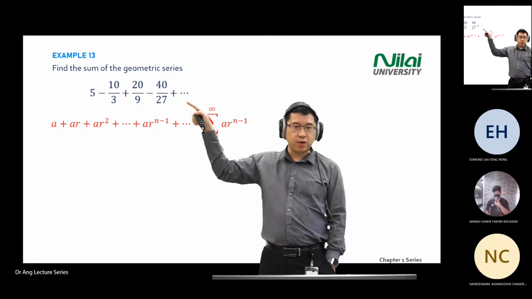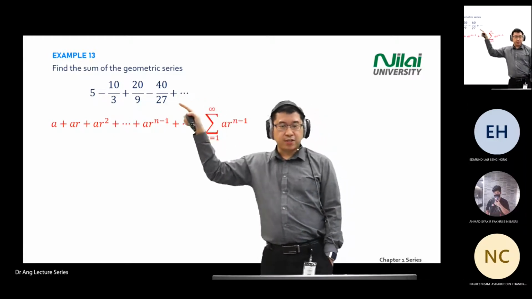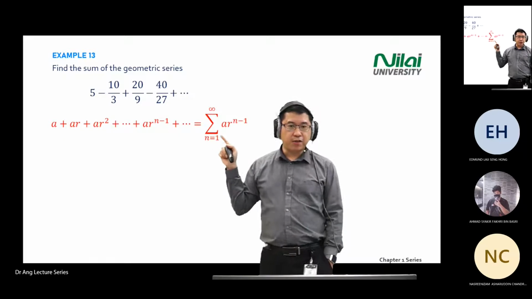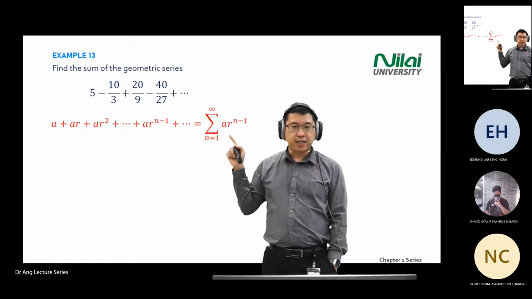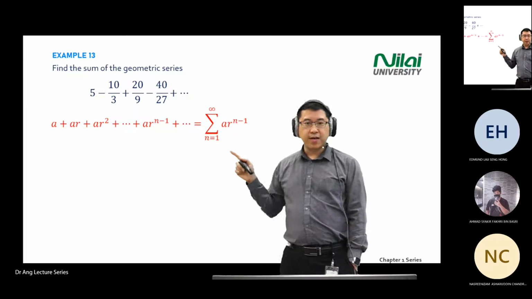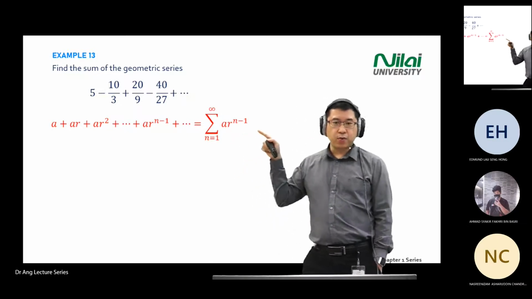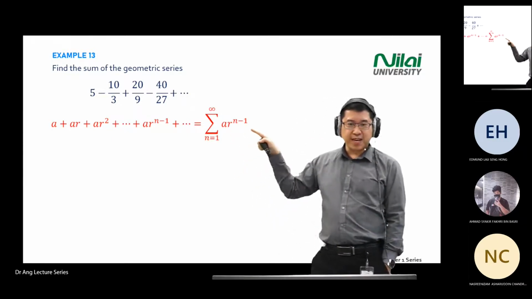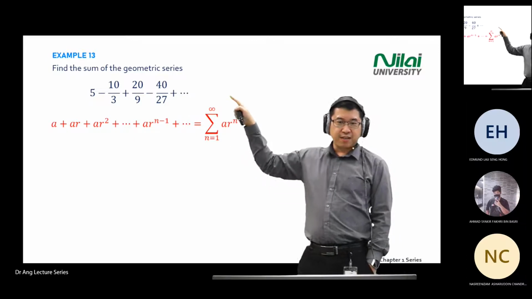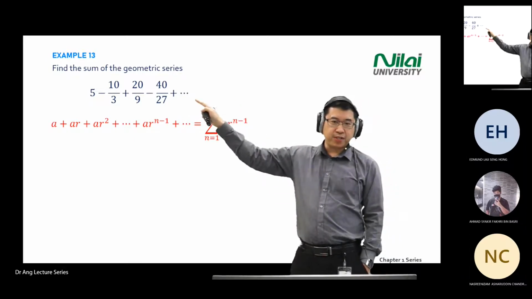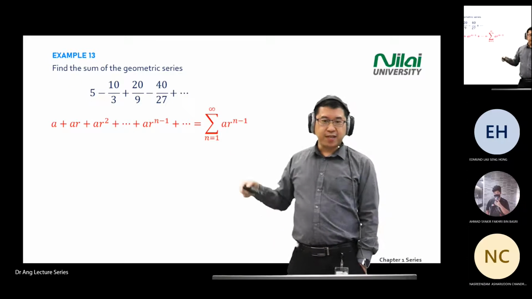Straight away, I know this is a geometric series, so I copy the geometric series equation. When you write this in your answer, you get 1 mark for this. Just copy and put it in your answer. If you confirm that this is a geometric series, you write this one, and you get 1 mark in your answer.